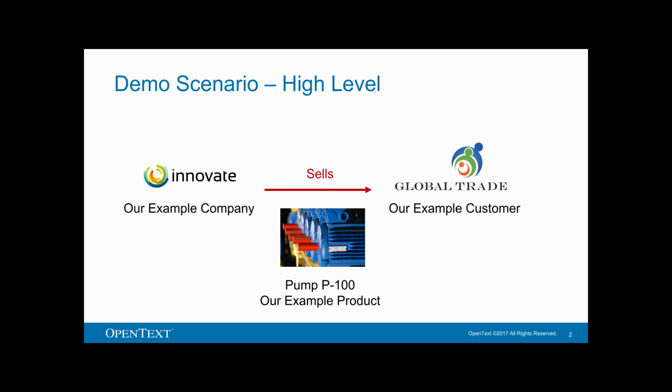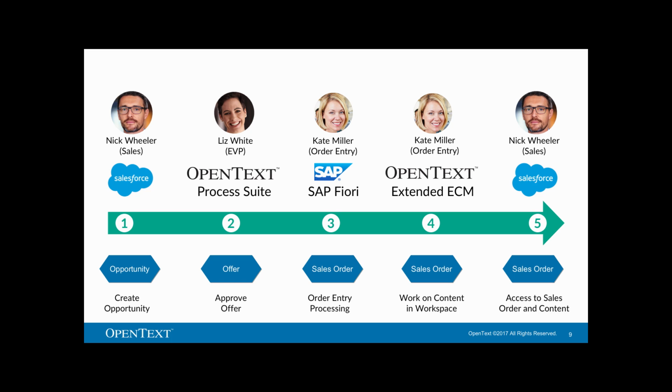This is a scenario. We have a company called Innovate, and Innovate is selling pump products to a customer called Global Trade. So this scenario works like this. We have Nick Wheeler. He is a salesperson working as account director using Salesforce day in, day out. He creates new opportunities. We have Liz White, Executive Vice President, working in OpenText Process Suite, taking care of approval of outgoing offers to the customer.